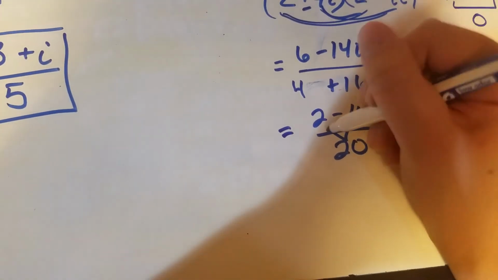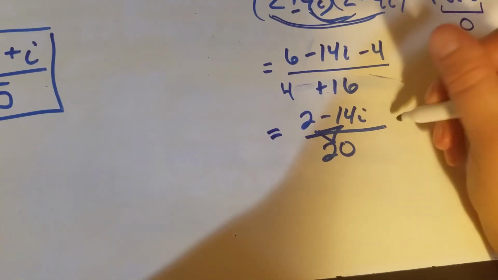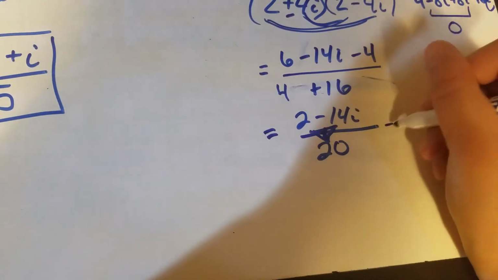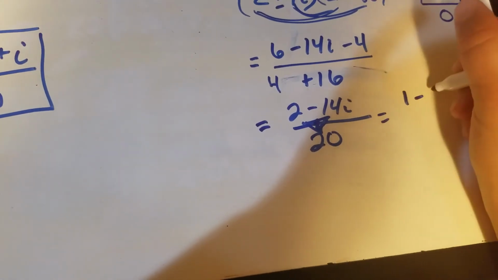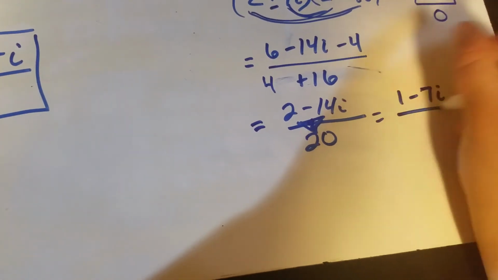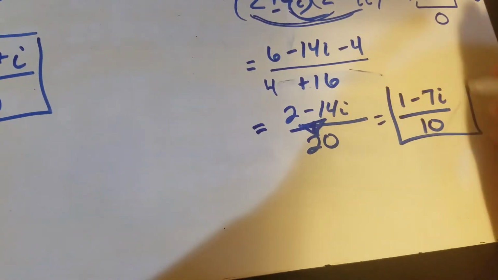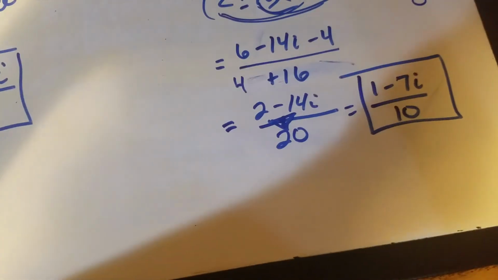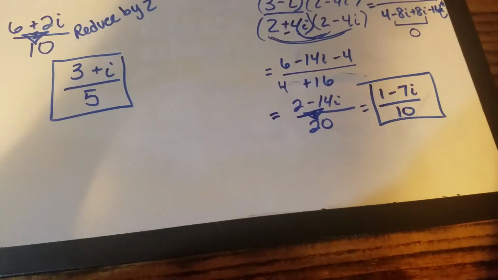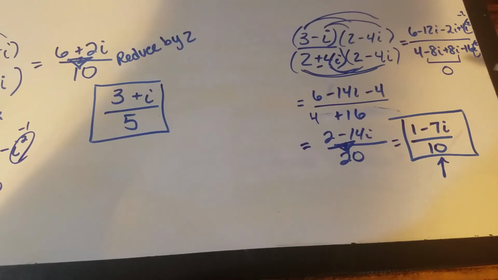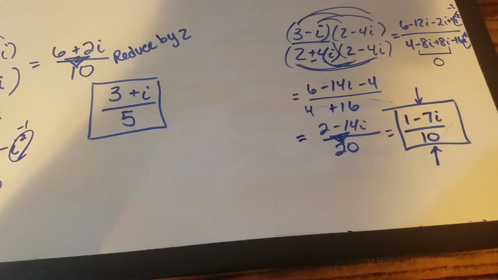Again, the last step is going to see if we have something in common. In this case, it's a 2. So 2 divided by 2 leaves us with a 1. Negative 14i divided by 2 leaves us with 7i. 20 divided by 2 leaves us with a 10. So our answers, regardless of how they start, are pretty much always going to look like a number on the bottom, and then either a number or a binomial on the top.